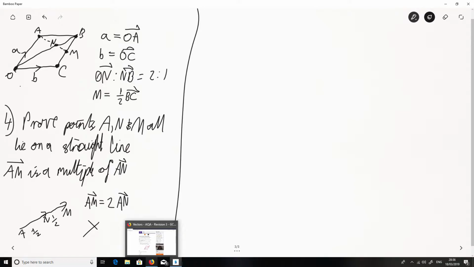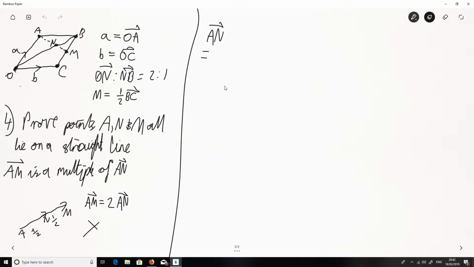We'll put our actual numbers in here. So we want to show that AM is a multiple of AN. In order to show that these all lie on the same line, first of all, we want to figure out what AN is. So what is this distance AN? In order to find AN, we know that we can split it up into AO plus ON. So AO is just minus A.